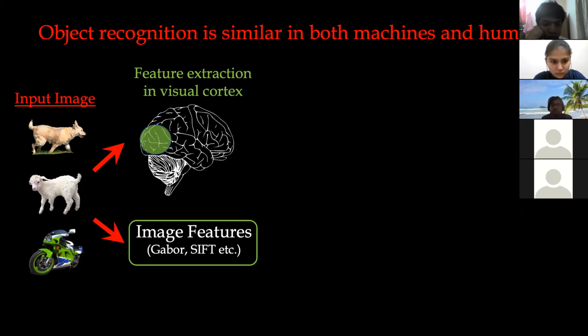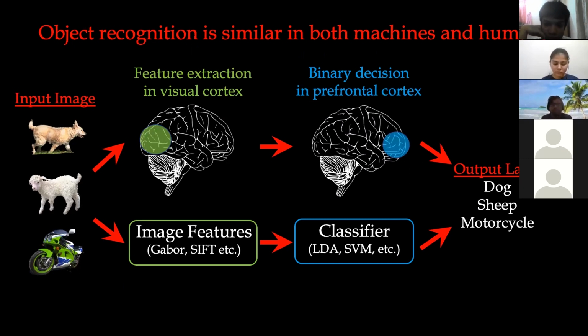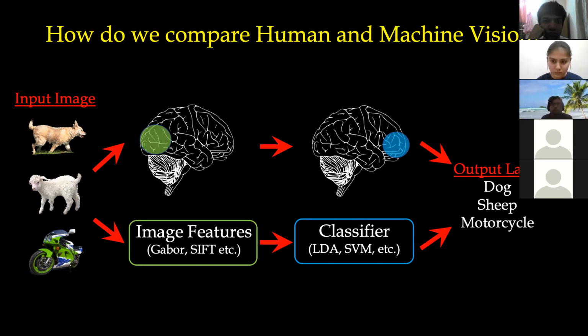Once we have these features corresponding to the input image, we move on to a decision-making stage. In the human brain, this happens in the prefrontal cortex. And in the machine vision pipelines, decision-making is done using a classifier. In both cases, the output of this decision-making stage is the label identifying the input image. So far, I've told you how we can draw some parallels between human and machine vision systems in terms of object recognition. But how do we go about comparing them?